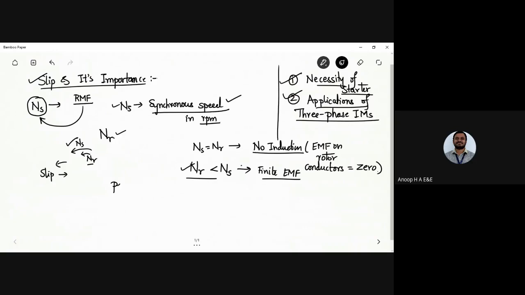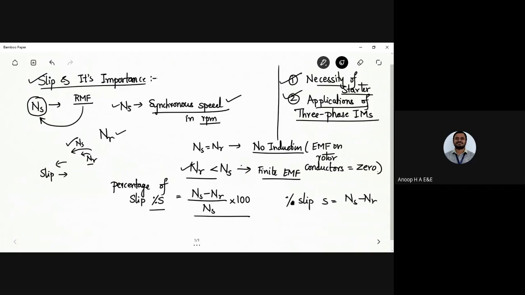Generally the slip is expressed as a percentage. The percentage of slip, S, is given by NS minus NR divided by NS, into 100.